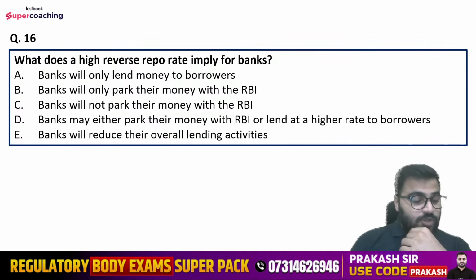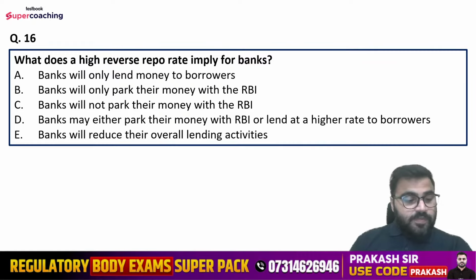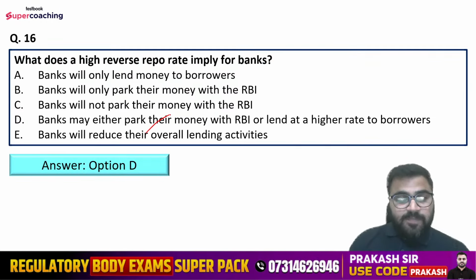Yes, so Parth is saying option number D. Mutanab is saying option number B. Okay. Yes, guys. Anyone else? Please do let me know. So the right answer is option number D here. That is, banks may either park their money with the RBI or lend at a higher rate to borrowers.